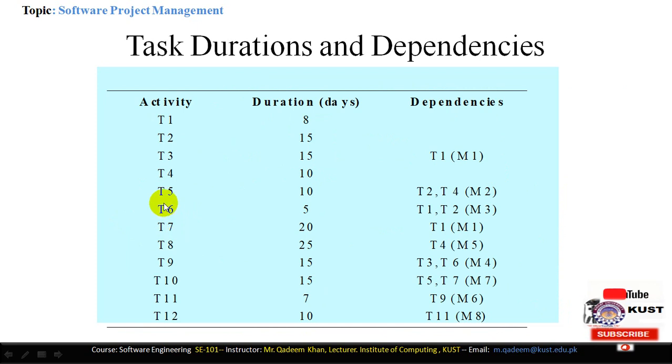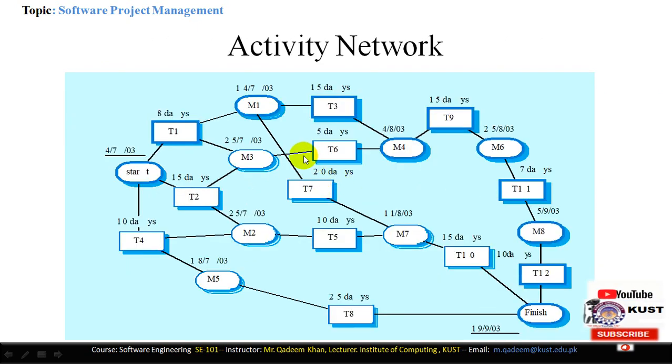Okay. Next is task 5. Task 5 required 10 days and it depends on T2 and T4. When T2 and T4 are completed, we get milestone M2. So we get milestone M2 when T2 and T4 are completed. So there is a dependency that T5 depends on T2 and T4.